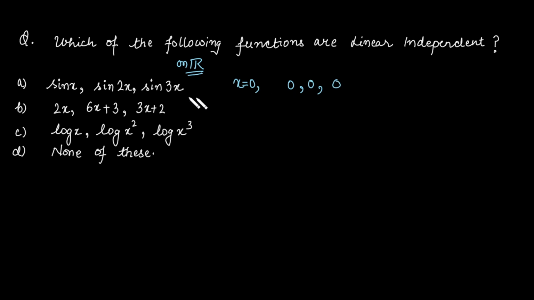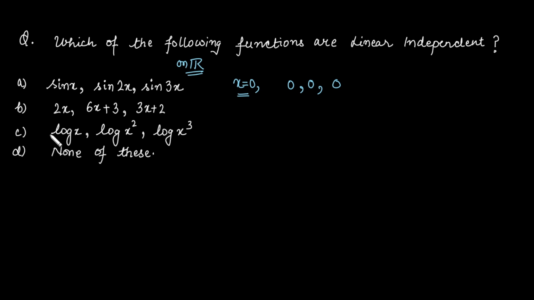So now we can say that for any real number, in this case we have taken 0, if after substituting that point we are getting the same value for the functions, then we cannot say that the functions are linearly independent on the set of real numbers.